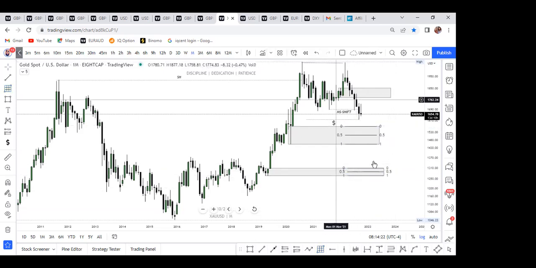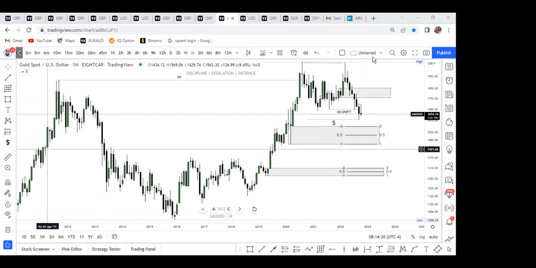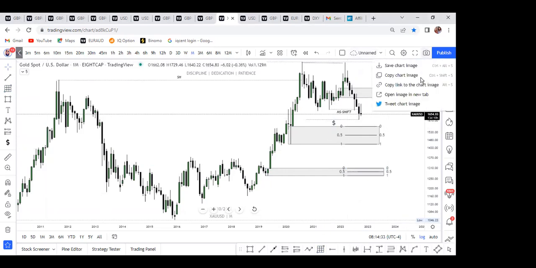So, this is what I'm expecting in terms of the monthly view on gold. So far, hope everybody understood, right? Yes, please. Yes, ma'am. Perfectly, ma'am.